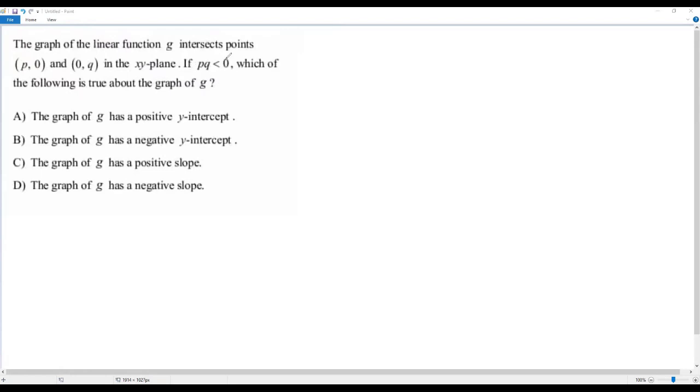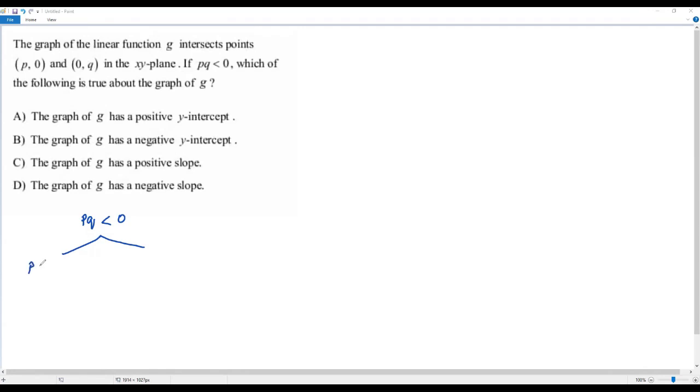Here we have that the product of p and q is less than 0, that is, negative. Let me take this: p times q is less than 0. Since the product is negative, we have two possible cases. Whenever the product is negative, one of the values has to be positive and the other value has to be negative.